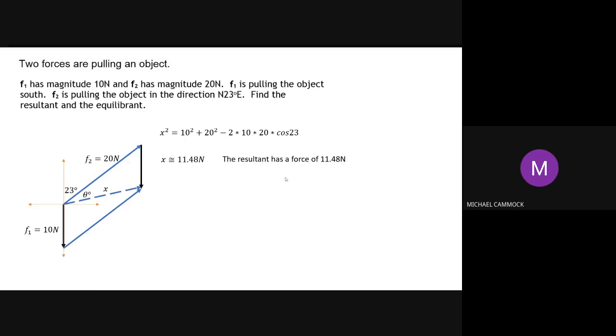So here's my statement. The resultant force, the force that you're going to be pulling with on this line right here, if this is 10 and this is 20, and this is 23 between them, is 11.48 newtons. That takes care of one aspect of the question. But a vector, which we learned yesterday, doesn't have just magnitude, it also has direction. So we need direction, and for me to get that direction, I need this angle right here.